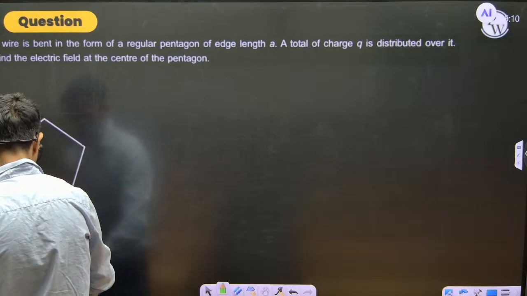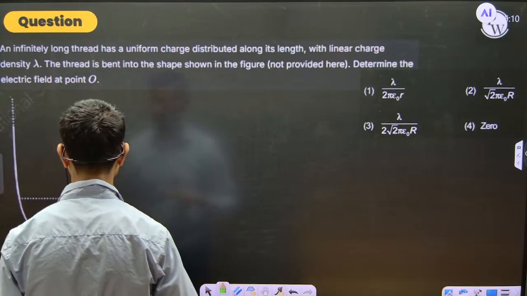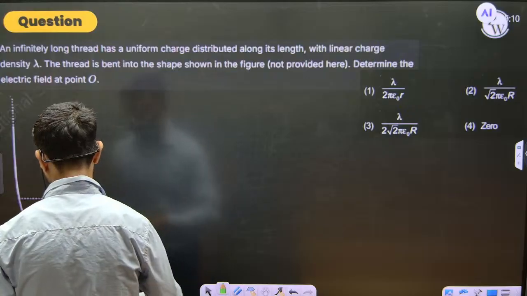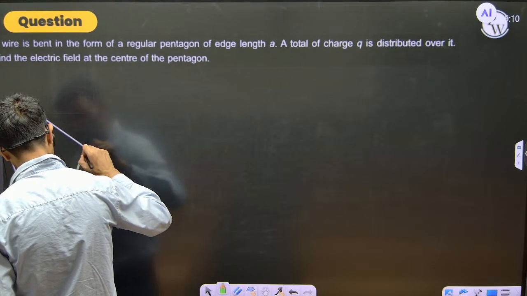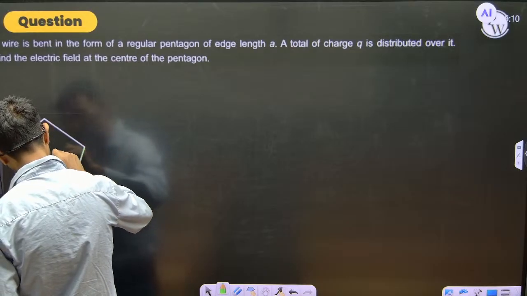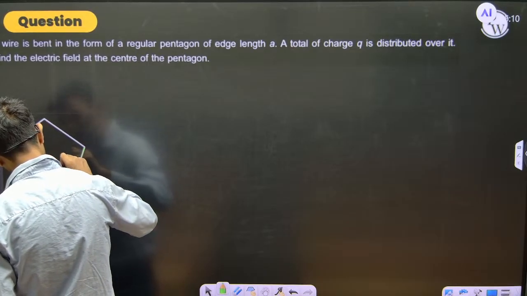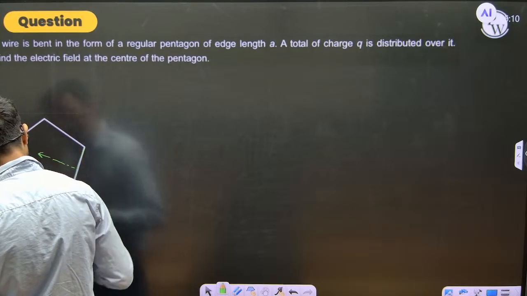Okay, 1 second, we'll come back to this. Let's first do this part. Oh, fine. Let's complete this. So because of this part, where will be the electric field at the center? It will be in this direction, right?